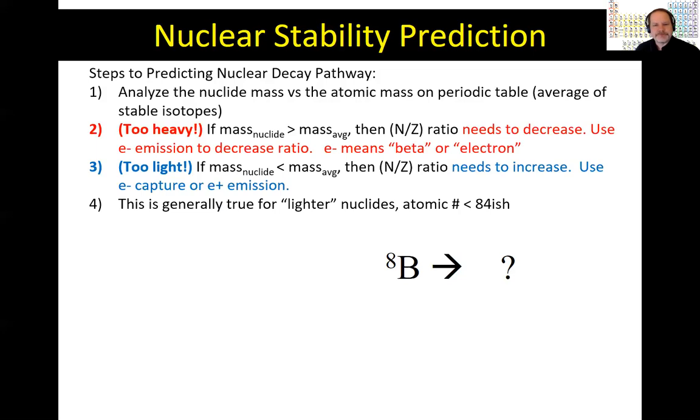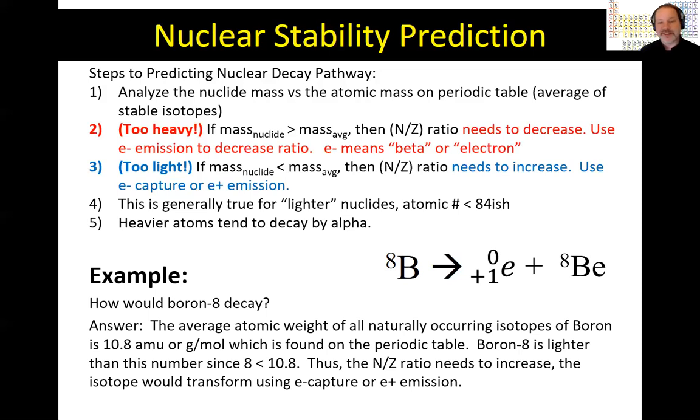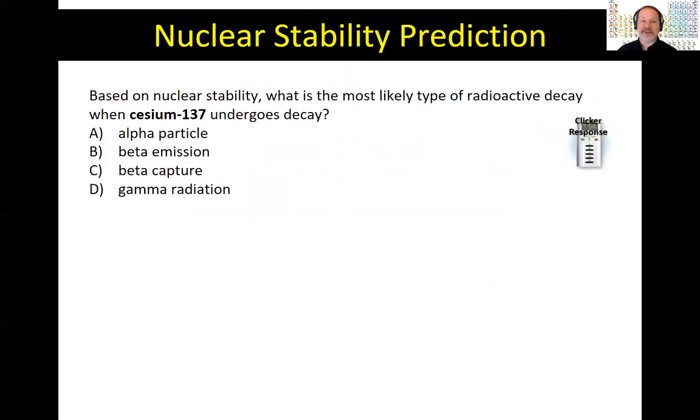So we would tend to predict in this example that boron-8 would decay by electron or positron emission or electron capture. Why? Because if it does that, it's going to turn into beryllium-8. And beryllium-8 is going to have its proton to neutron ratio be more similar. It's element 4, so that ends up having a more favorable, more stable neutron to proton ratio.